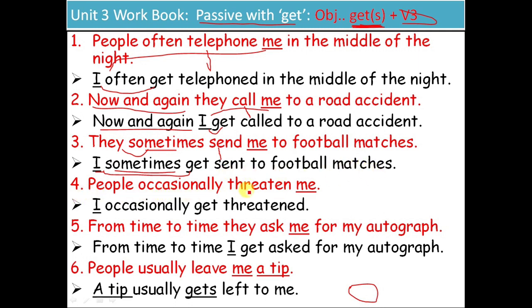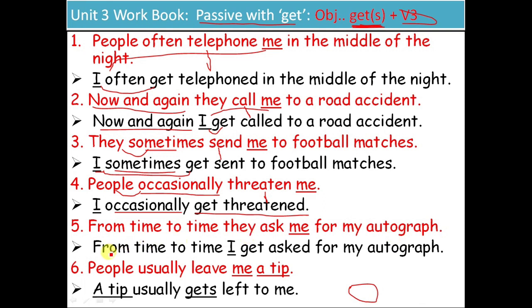People occasionally threaten me. So here again you can see occasionally is kept after people, after the subject, therefore in passive we have to keep it after the new subject. So the object is me, bring it into the position of subject. I occasionally, I takes get, obviously get, and V3 of threaten is threatened. I occasionally get threatened.